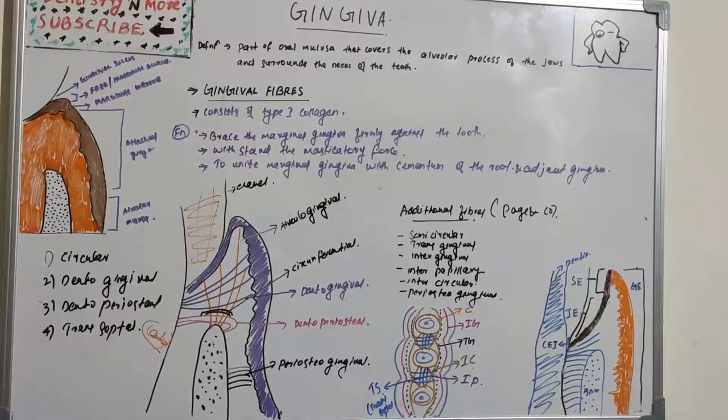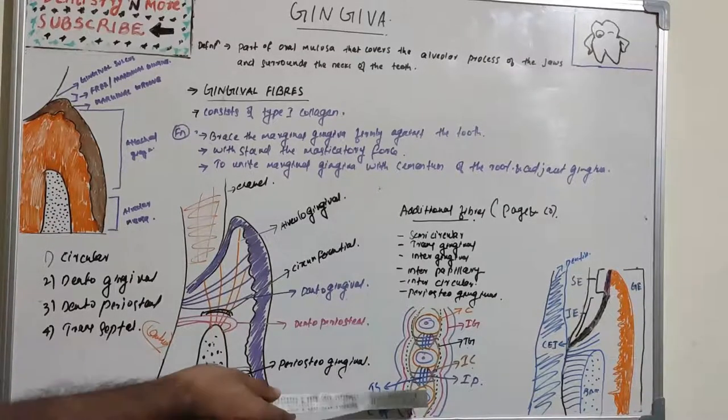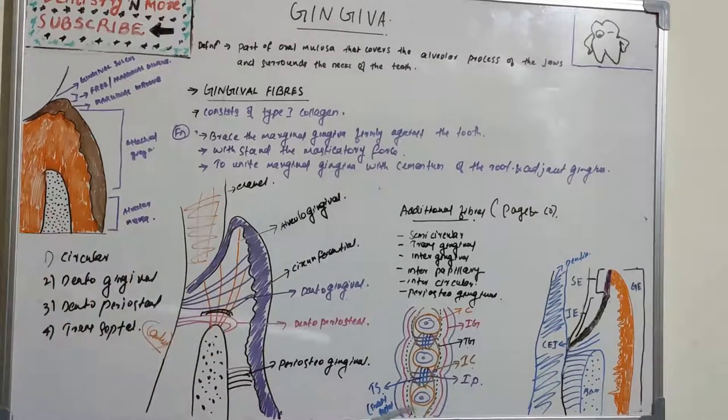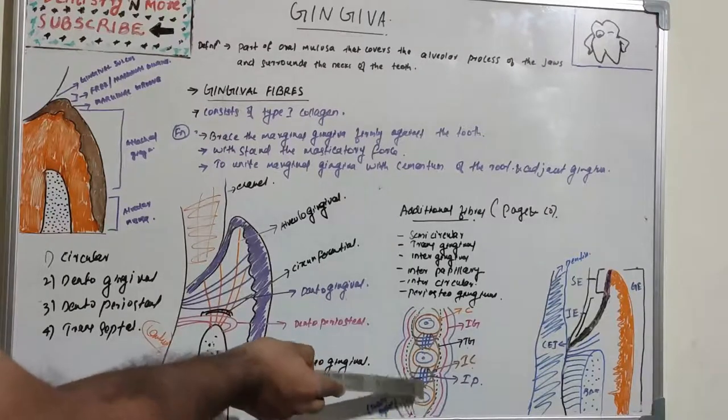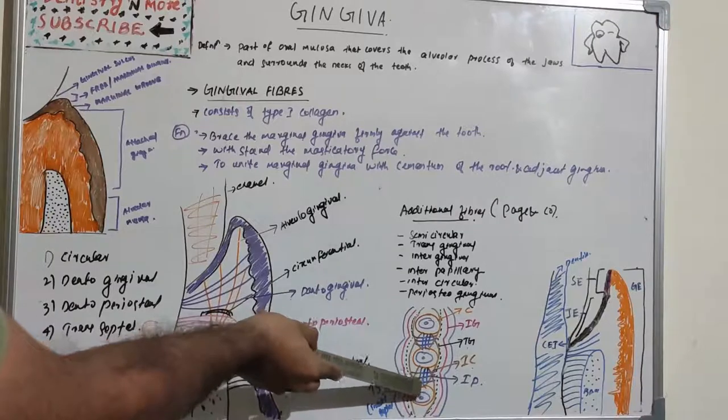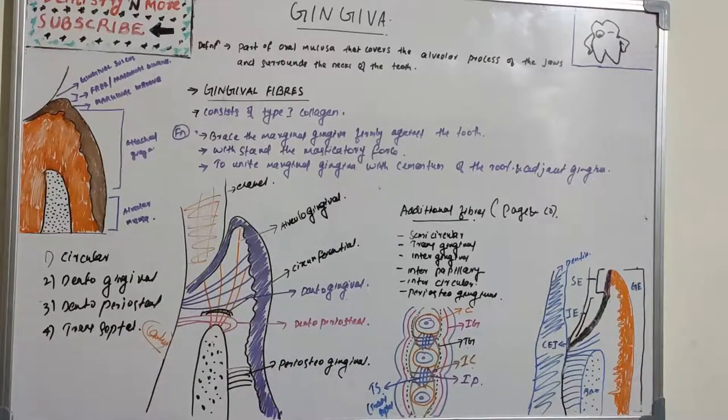Now we have the transeptal fibers. You can see this one connecting two teeth; they extend between the supraalveolar cementum of adjacent teeth. So this is between the teeth. It cannot be seen from a side view; it should be seen from the top view. It runs straight across the interdental septum and is embedded in the cementum of adjacent teeth. The interdental septum is here. It goes like this, this blue line between the teeth. It is known as transeptal fibers.